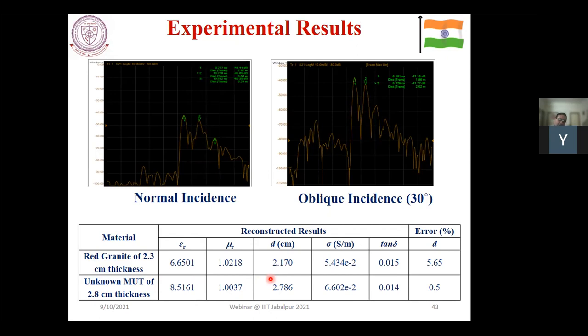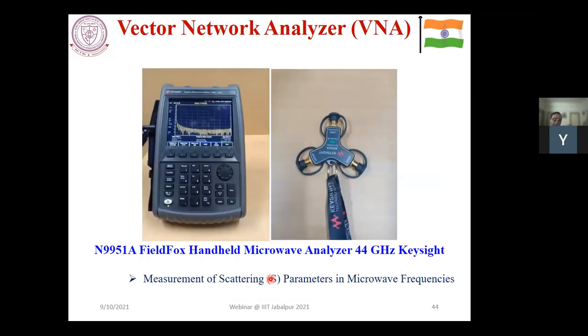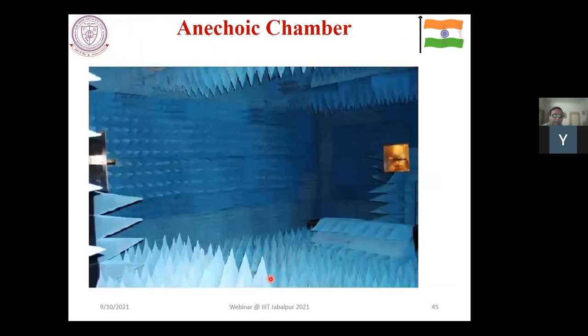Whatever measurements you do, you can do by using a VNA, the vector network analyzer, which is extremely important for certain examples. For example, in an anechoic chamber, where you have these pyramidal forms to absorb frequency over a wide range, you can do experimental measurements of any kind of electromagnetic character.